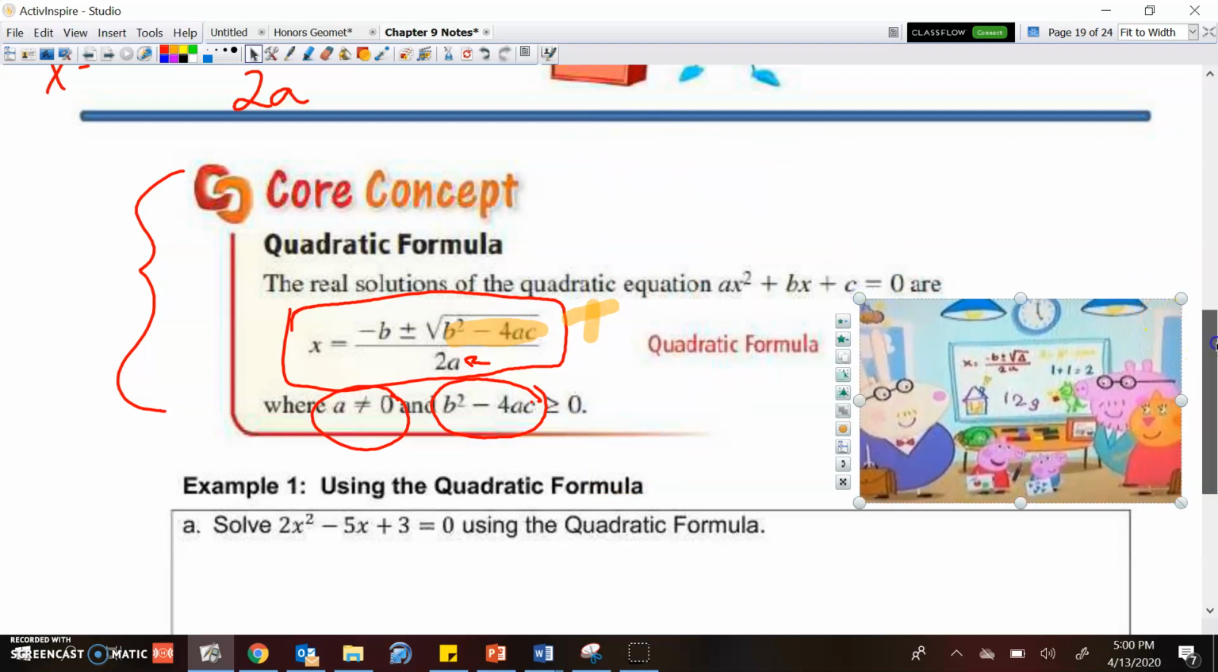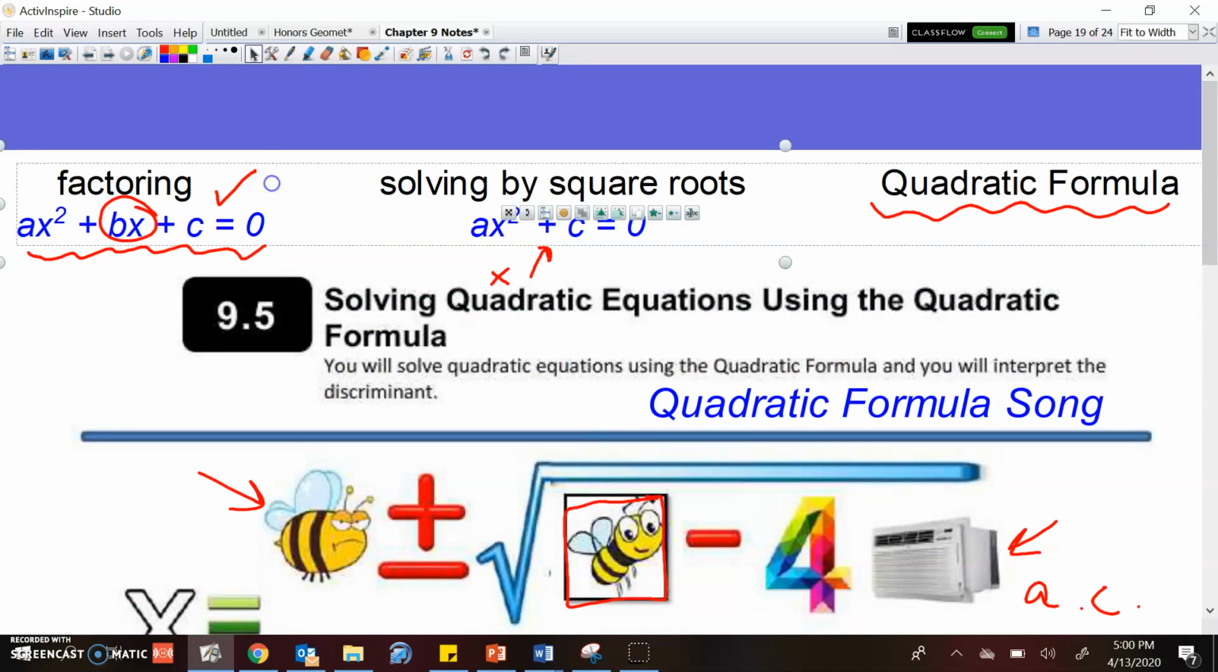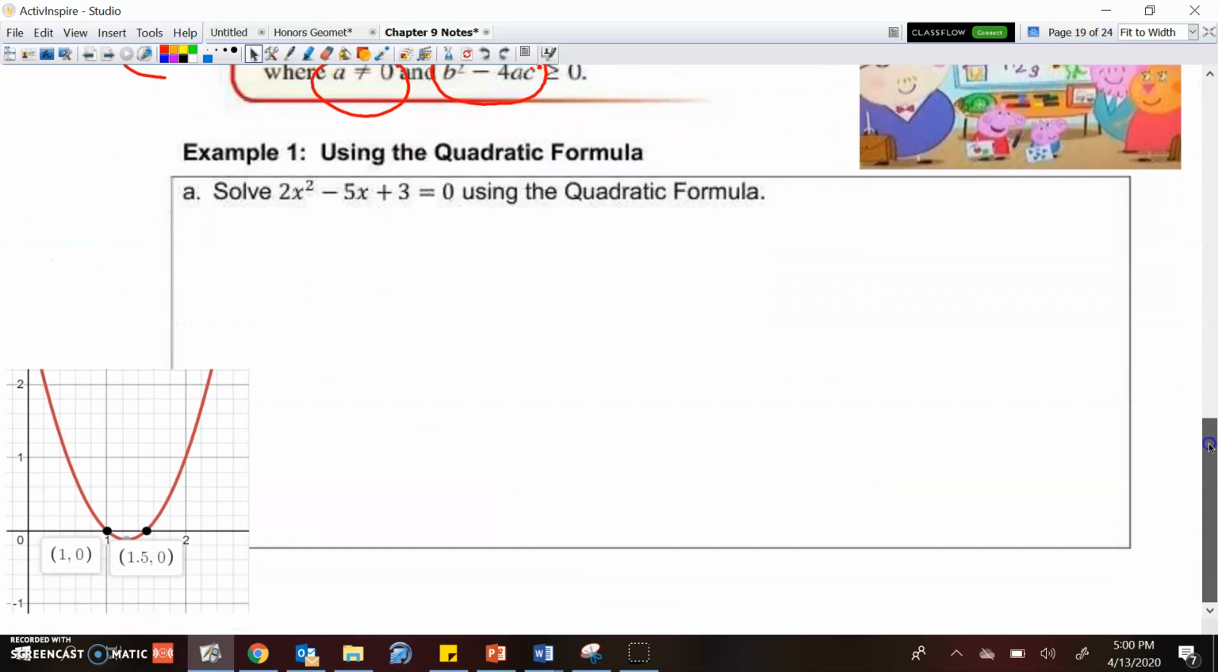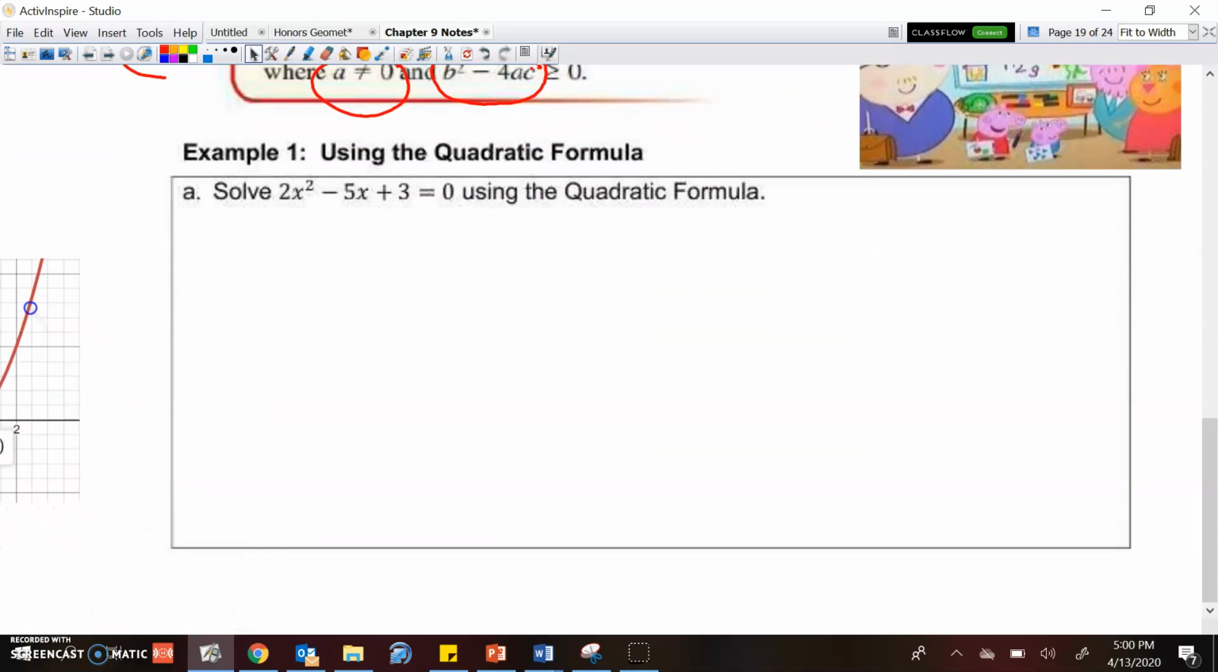Again, this formula works all the time. So factoring works sometimes, square roots work sometimes, quadratic formula works all the time, but it can be a little cumbersome. So let's try one. All right, I'm going to move this graph off to the side here. So they want us to solve this quadratic equation.